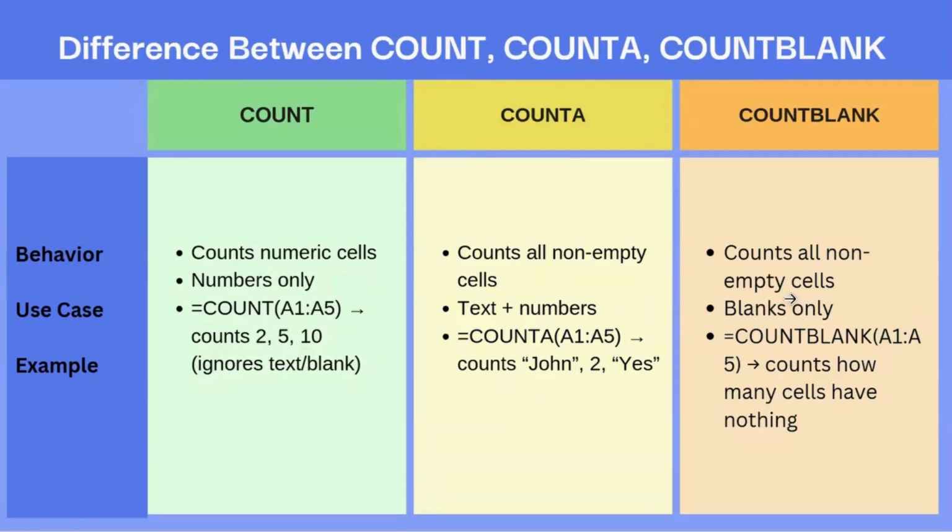Now, the difference between COUNTA and COUNTBLANK. COUNT is to count numeric cells, numbers only, and ignores text or blanks. Whereas COUNTA is to count all non-empty cells, text and numbers. And COUNTBLANK is to count blanks only.